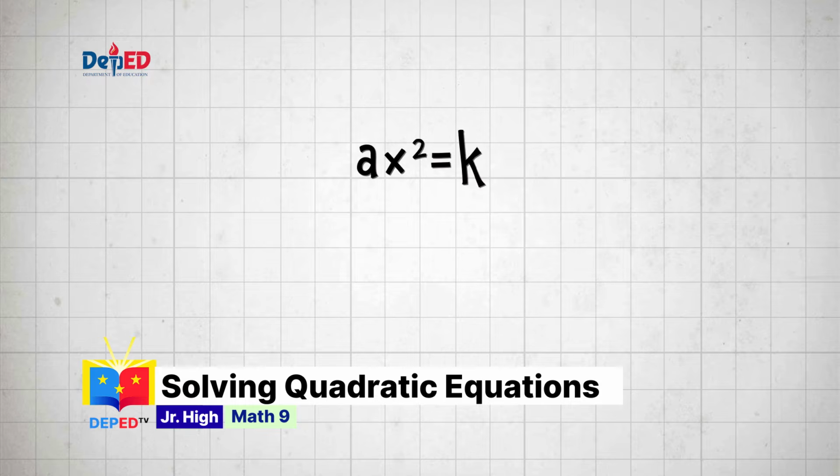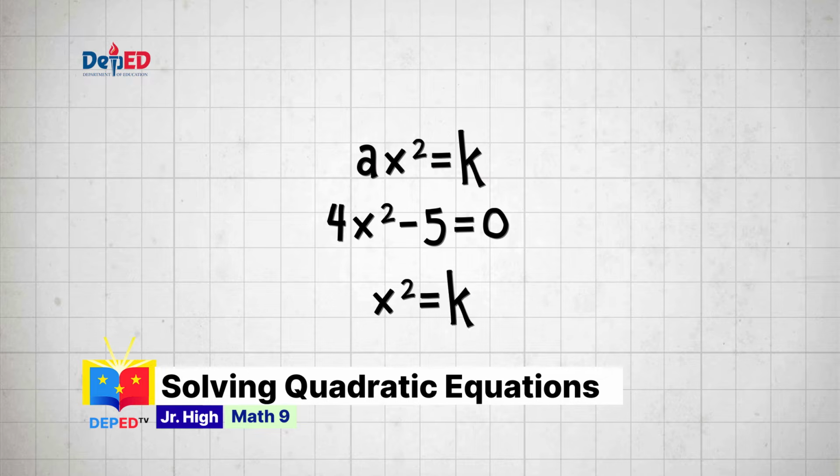The next examples are equations of the form ax squared equals k, and here is one of them. 4x squared minus 5 equals 0. We have to express this in the form x squared equals k, which means a must be equal to 1, and there should be no constant term on the left side.